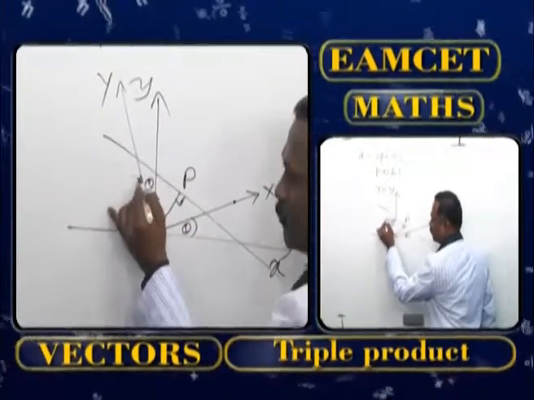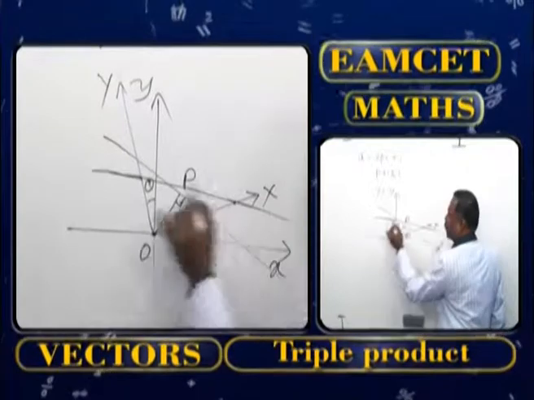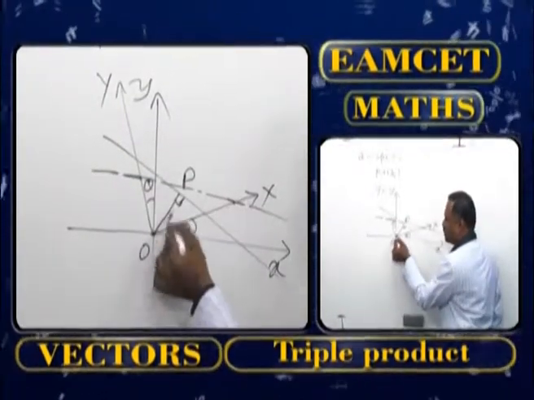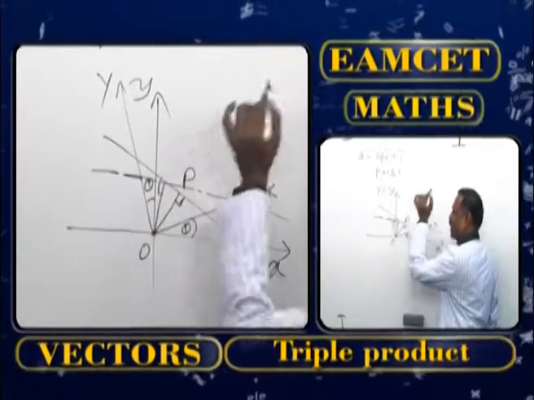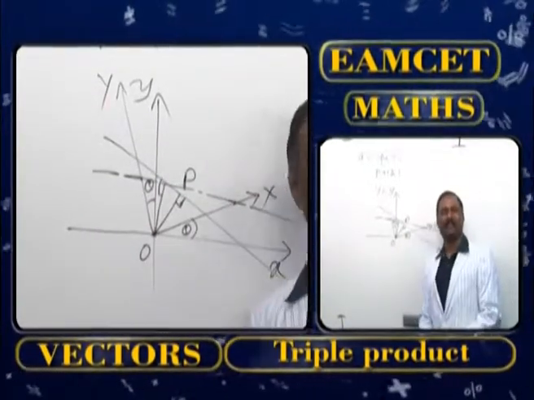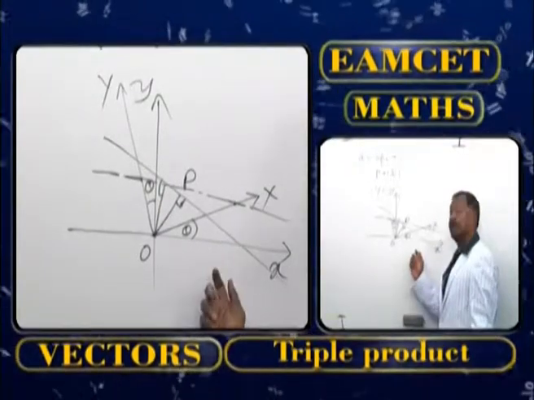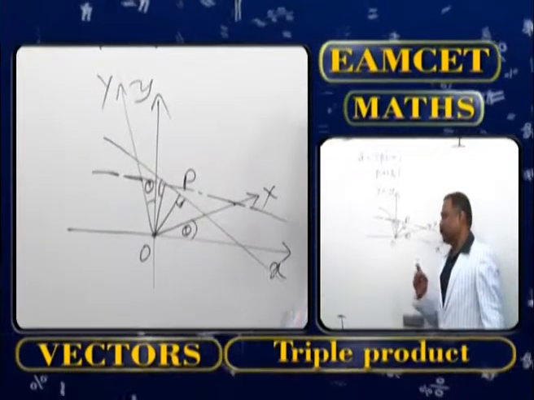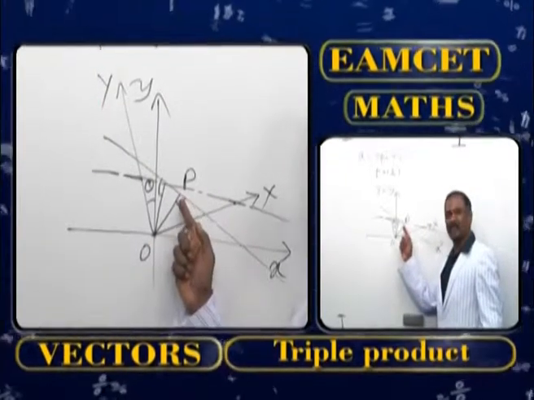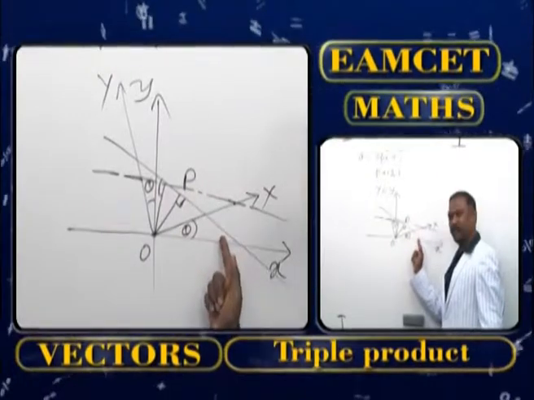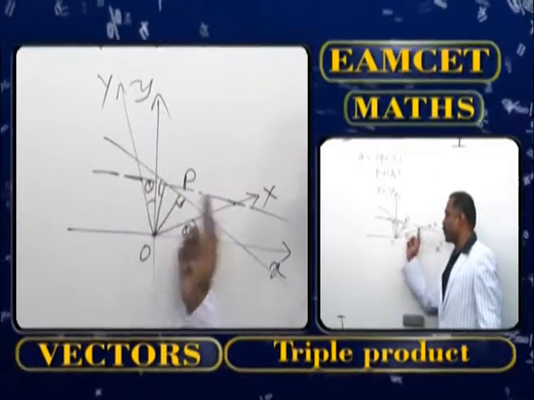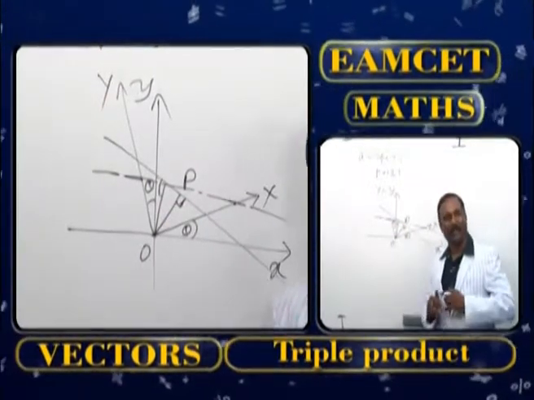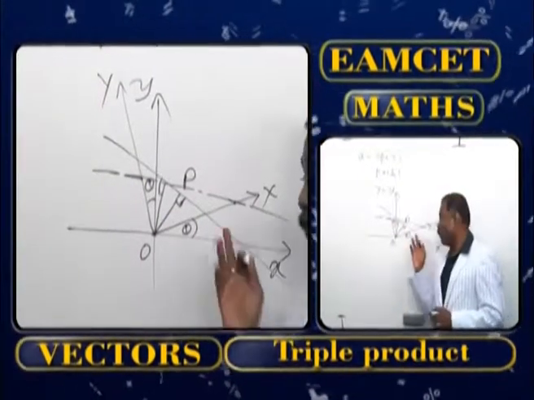So after rotation, the line will go like this. So this distance and this distance always remain the same. Remember a very important point here. Whenever the axes are rotated through some angle, the perpendicular distance from the origin to a straight line in the original system and the perpendicular distance from the origin to the straight line in the new system always remain constant. That means both are equal.